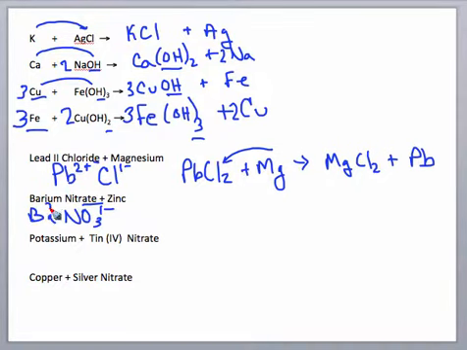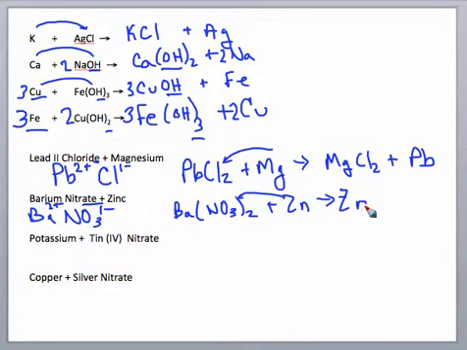Barium nitrate, ATE ending, so polyatomic, 1 minus. Barium from the periodic table, 2 plus, so we would have barium nitrate, crisscross, and zinc. So zinc is going to form a compound with nitrate, and remember zinc is 2 plus, so when it crisscrosses, and then barium is on its own, so everything balances there.